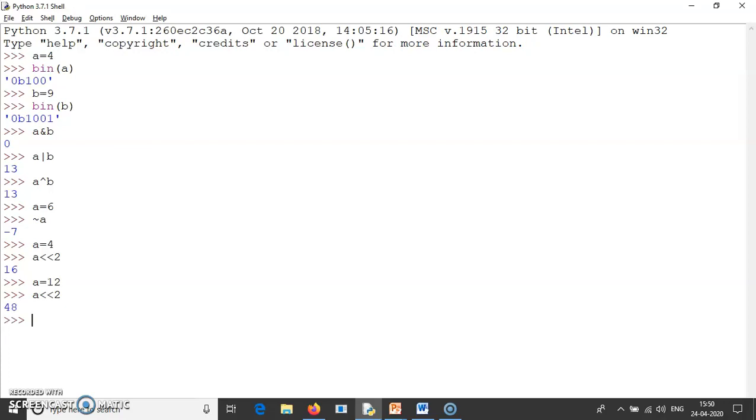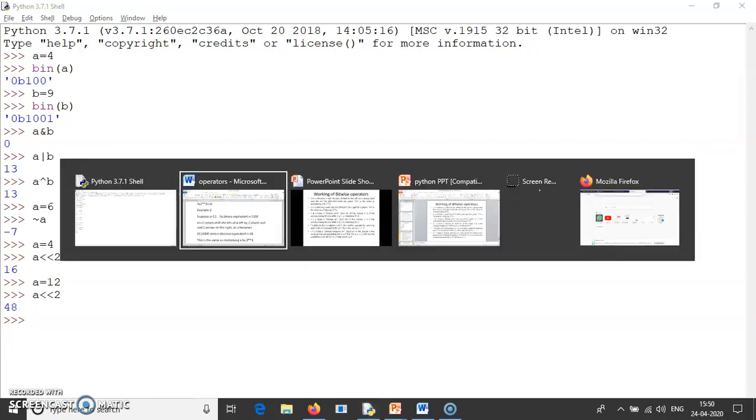That is how the shift operators work. So you can work out examples on this. When I send you a problem sheet, I'll definitely send you examples based on these bitwise operators also. So meanwhile, you can just watch this video and practice some examples on your own.